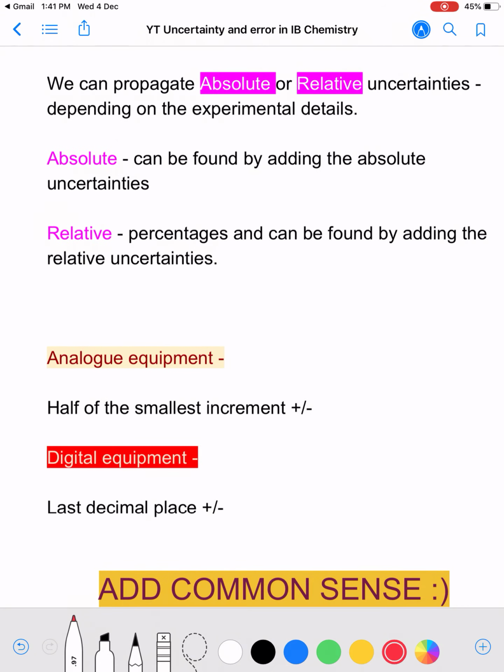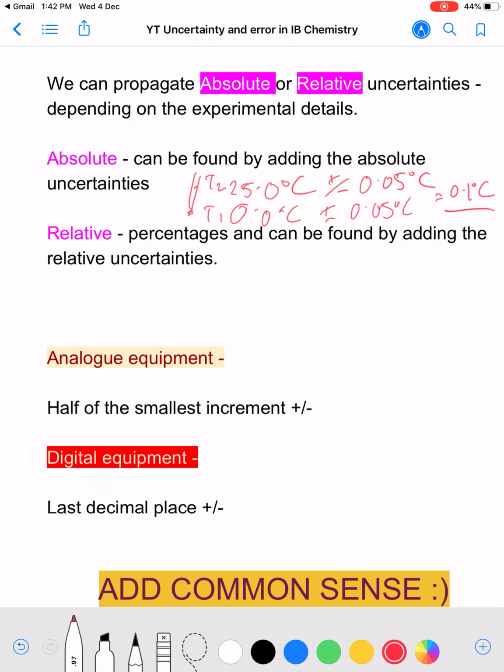Okay, so absolute is pretty much just the numerical value, and it can be found by adding them together. So an absolute uncertainty would be, if we had a thermometer and 25.0 °C was the measurement, and for a thermometer it's plus or minus half the smallest division. The smallest division is 0.1 °C, so it's plus or minus 0.05 °C. Don't forget, if you do a T2 and a T1, if you're doing a delta T like you're doing an enthalpy calculation, then that also is plus or minus 0.05 °C. So for delta T, the absolute uncertainty is 0.1 °C.